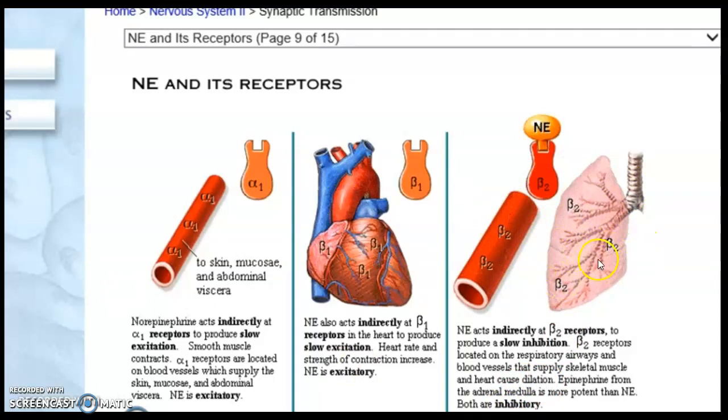Inhibiting is actually not a bad thing. In this case, it's a good thing because it inhibits the muscle from contracting, and so my passageways for my blood or my air get larger. Therefore I get more air in and more blood to my skeletal muscles and my heart during an emergency, and that's when I want more blood going there.